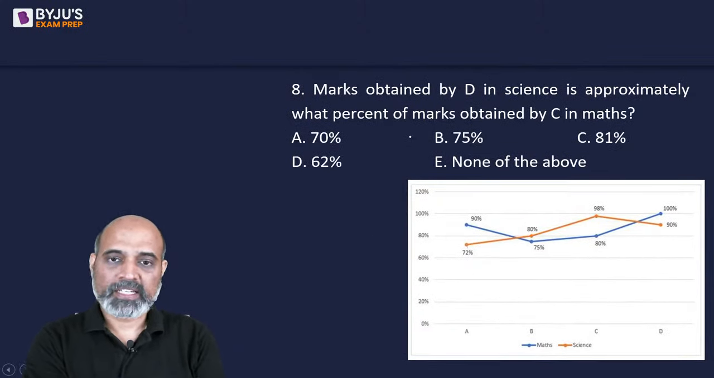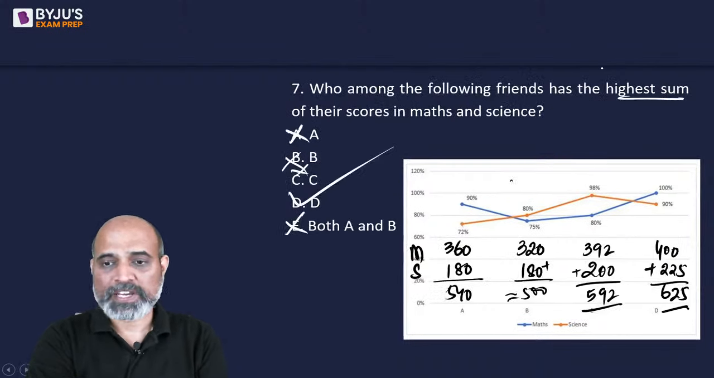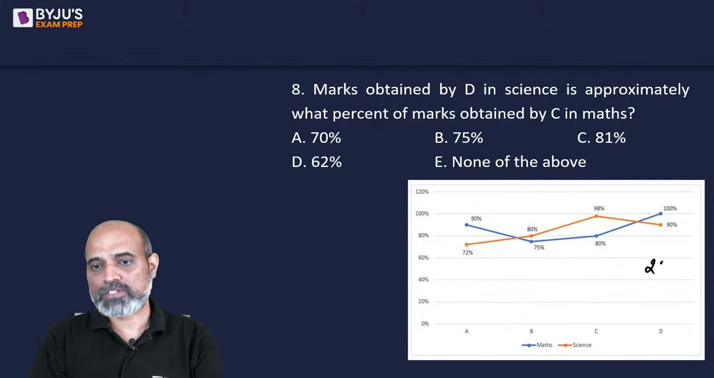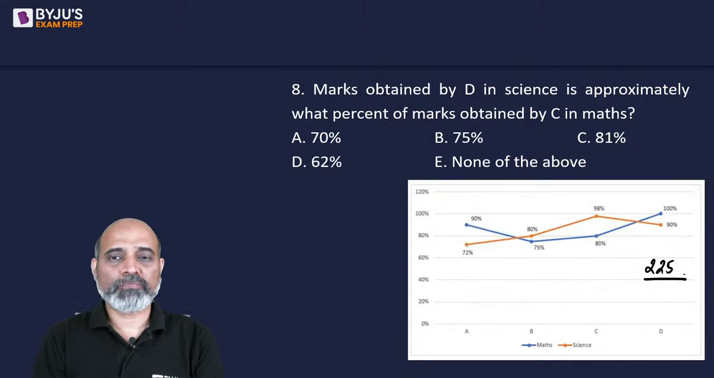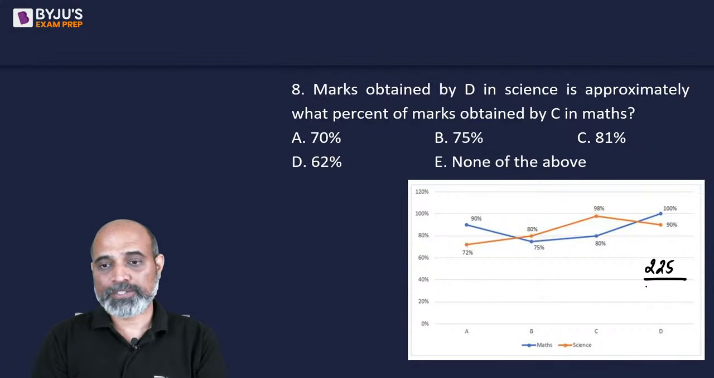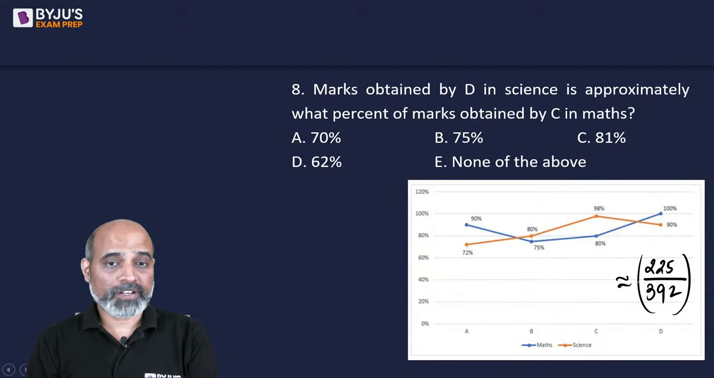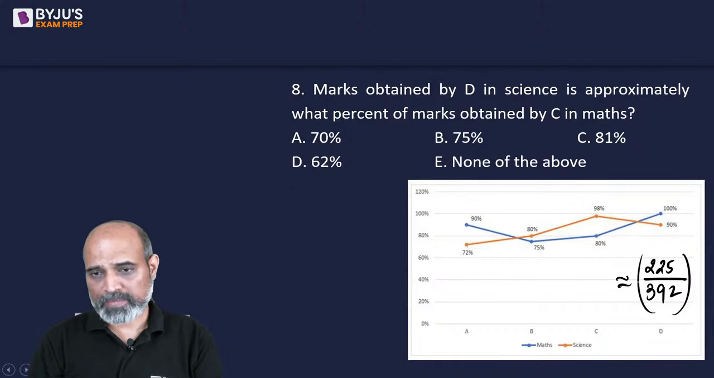Okay. Next. Marks obtained by D in science, since we have already calculated that, is 225. It is approximately what percentage of marks obtained by C in maths? C को maths में 392 आया था. So we need to find out the approximate percentage. Now the options are pretty far, right? 62, 70, 75. तो ये ज़्यादा मुश्किल काम नहीं होगा.